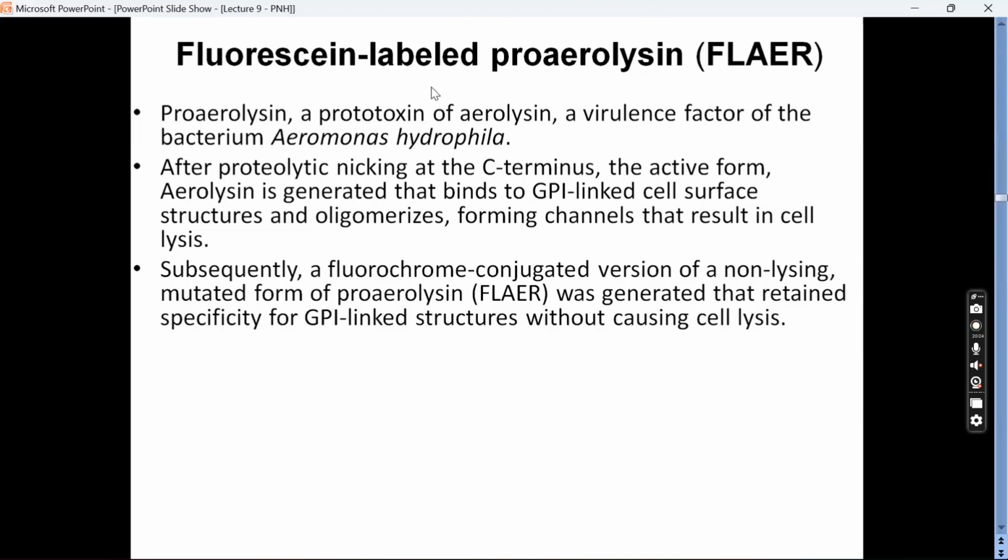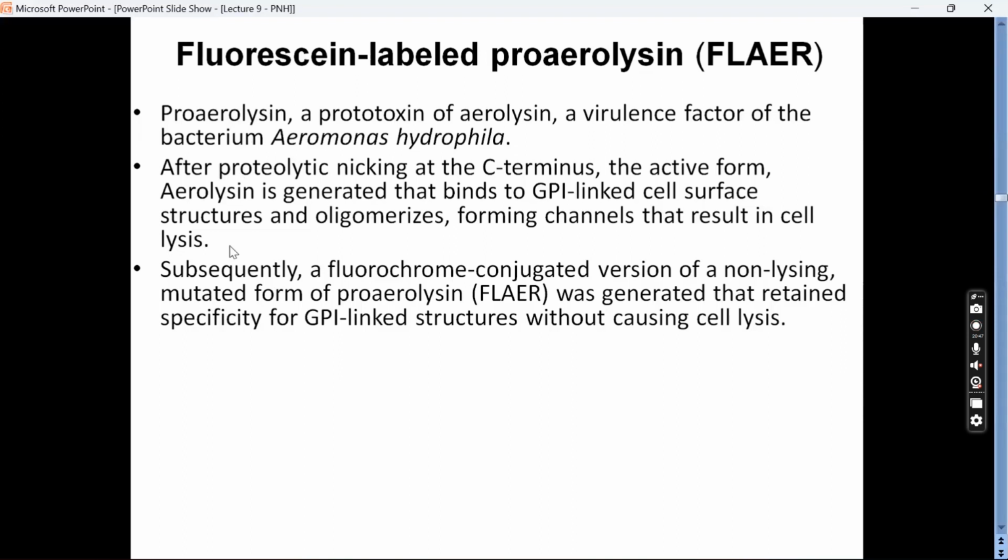Okay, so I repeat, what is FLAIR? FLAIR is a mutated or a modified form of pro-aerolysin which is fluorochrome conjugated. Okay, the fluorochrome which is commonly used is Alexa Fluor 488. Okay, so it's a modified or a mutated form of pro-aerolysin which has been fluorochrome conjugated. So we use it for diagnostic purpose.